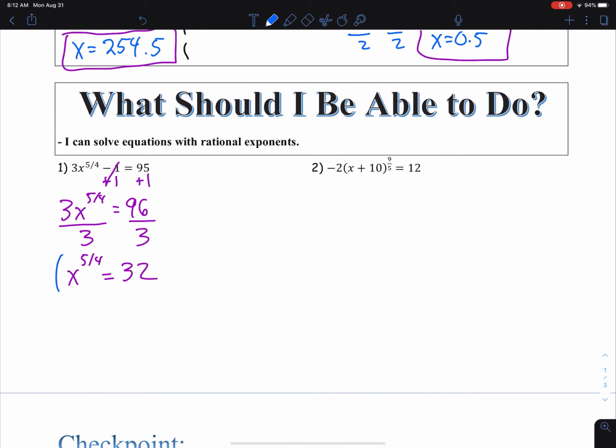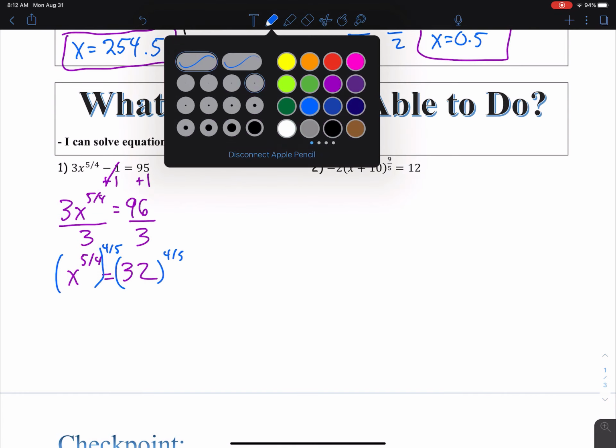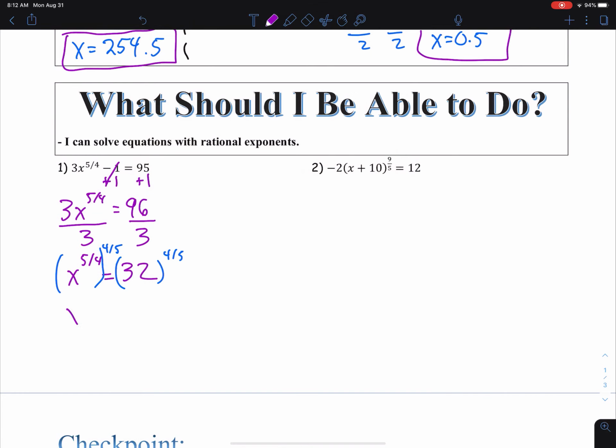Well, it's what we have been doing. Raise both sides to the reciprocal power. So the reciprocal power would be 4 over 5. 32 to the 4 over 5. On the left side, it all cancels. We just get x, and then 32 to the 4 over 5. Let me rewrite that with a radical so I can think of it easier. So that'll be the 5th root of 32 to the 4th power.